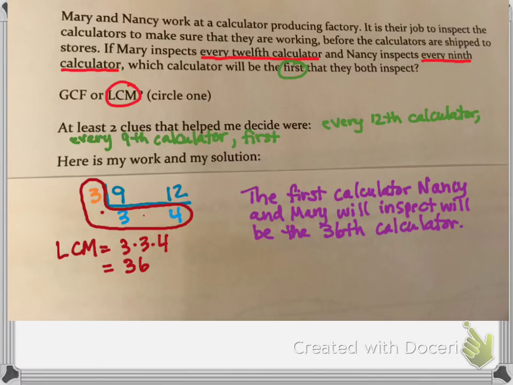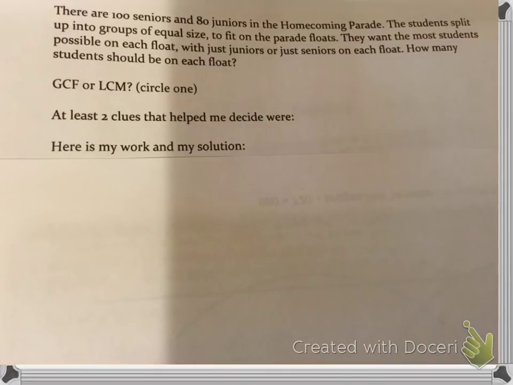All right, let's try another one. There are 100 seniors and 80 juniors in the homecoming parade. Oh, that's interesting. The students split up into groups of equal size. Ooh, that sounds familiar. Split up groups of equal size to fit on the parade floats. They want the most students possible on each float, with just juniors or just seniors on each float. How many students should be on each float?